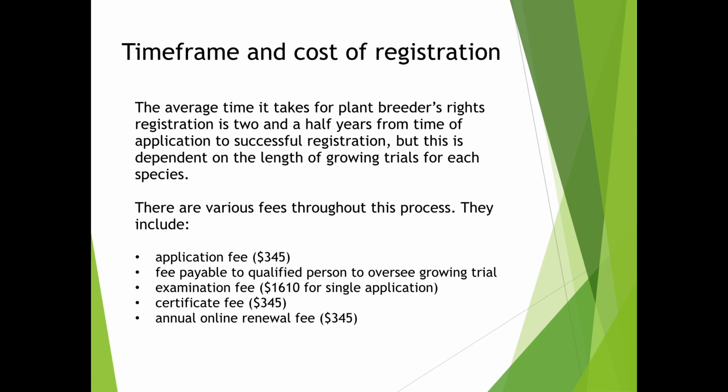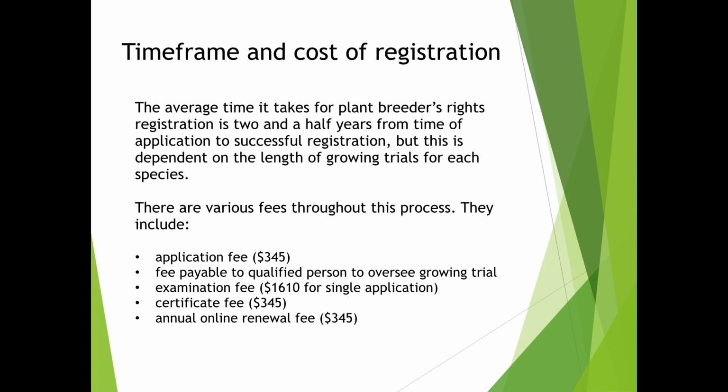The average time taken for plant breeders' rights registration is 2.5 years from time of application to successful registration. But this is dependent on the length of the growing trials required for each plant species. To give an example, the length of a growing trial required for wheat is 2 years, and similarly, the growing trial required for rose varieties is 2.5 years. Fruit varieties such as apples and mangoes require a longer growing trial of 5 and 10 years respectively.